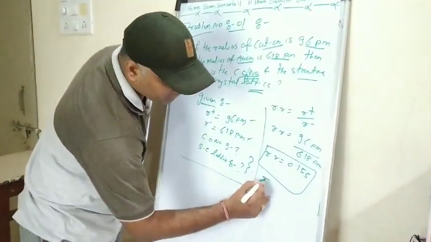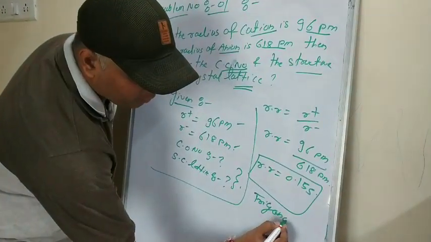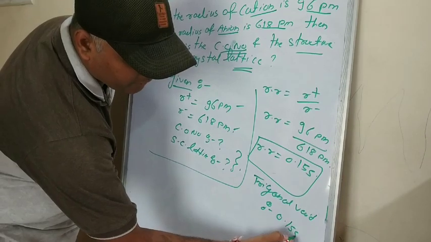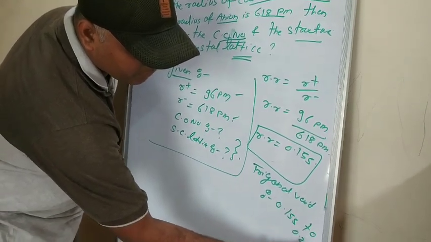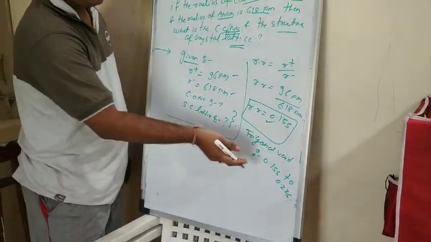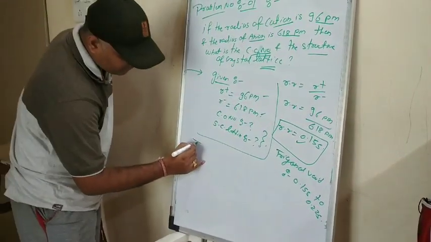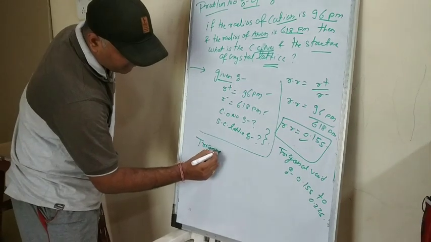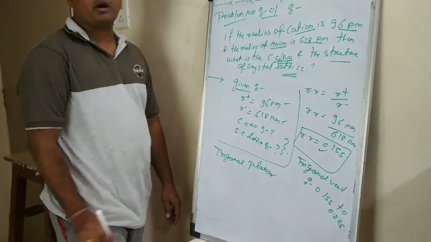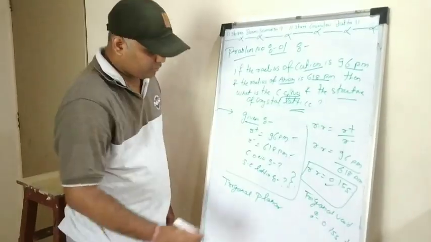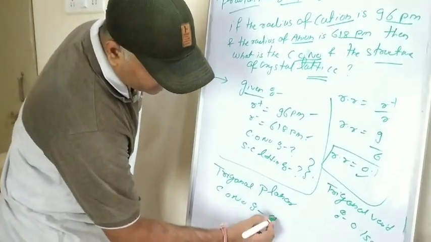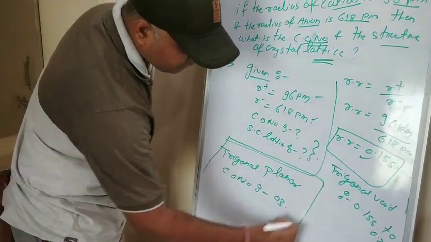See, for trigonal void, the value falls between 0.155 to 0.225. So this value is between 0.155 to 0.225. So the structure will be trigonal planar. And we know what is the coordination number for the trigonal void. Coordination number will be equal to 3. Right? So this is your final answer.